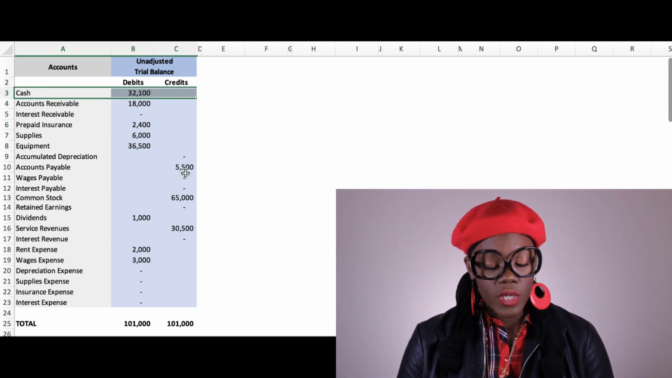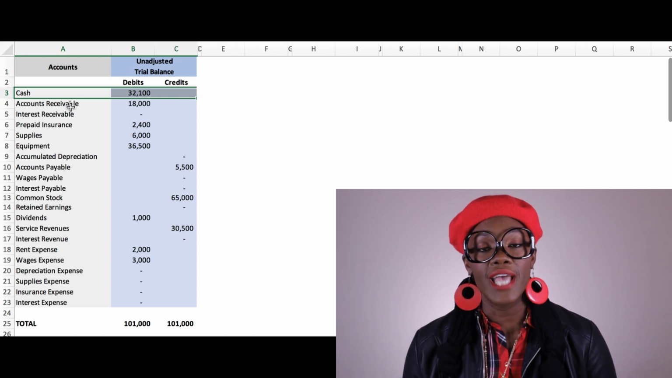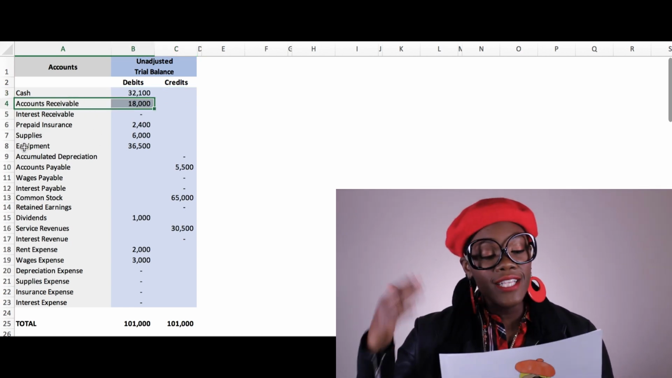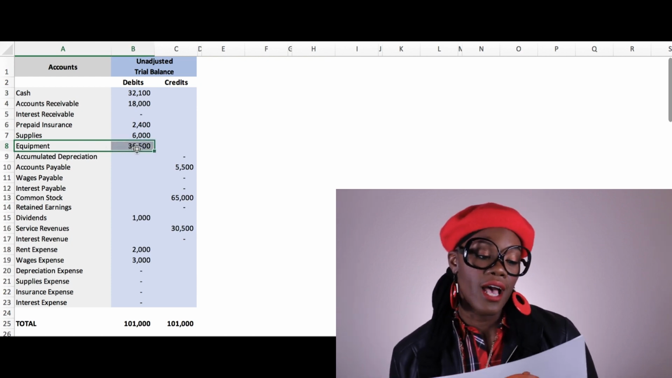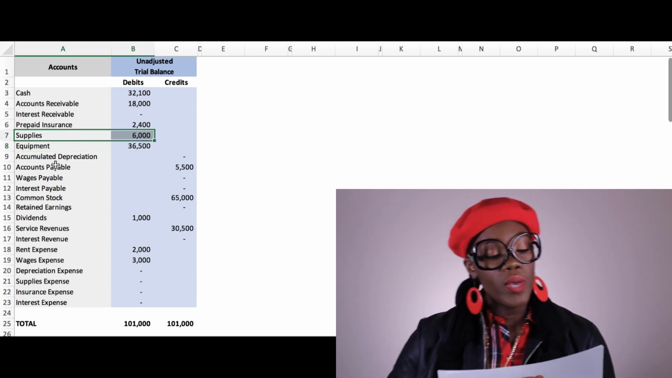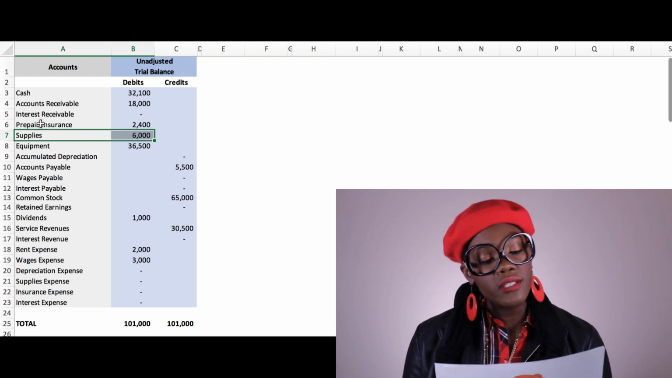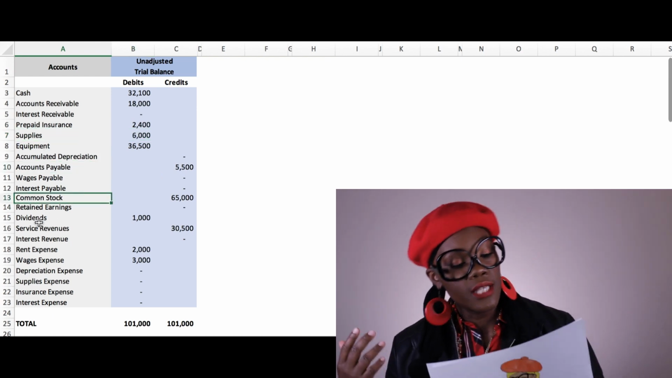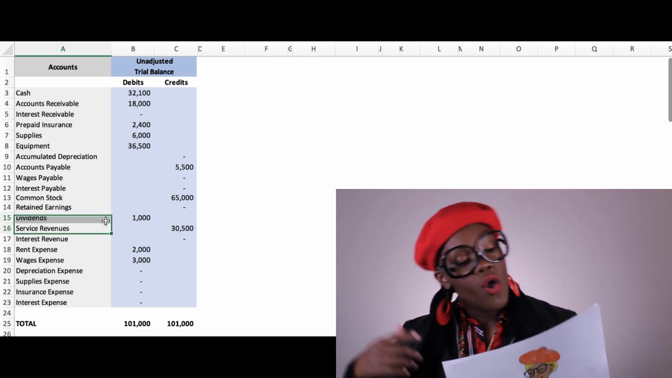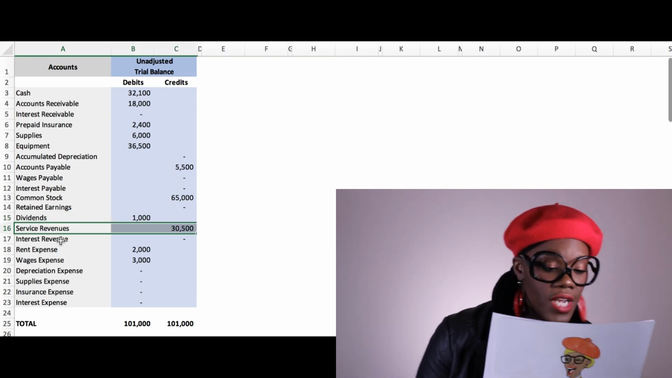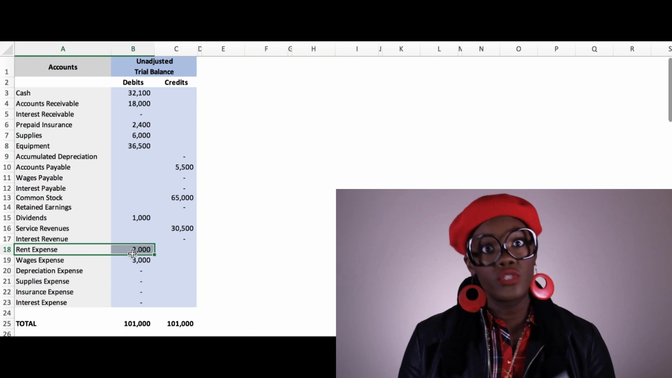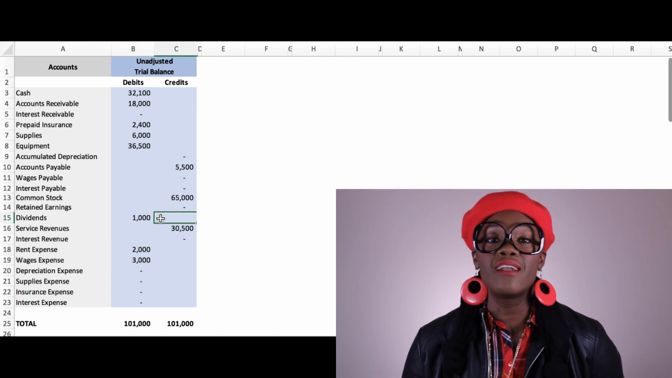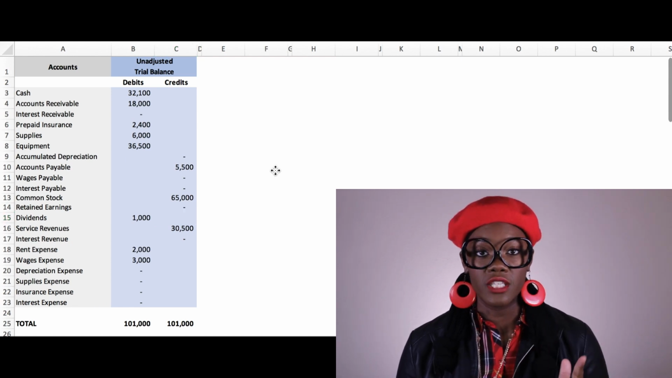All right, so those are some of the new things that you'll notice on the trial balance, all right? And so also what you'll notice is that our cash at December 31st was $32,100, and then so on and so forth. We had $18,000 of accounts receivable. We had some equipment, of course, of $36,500, some supplies, some prepaid insurance. We had some accounts payable. We had some common stock. We had some dividends. We had some service revenues because of course we're all about trying to make some money, and then we had a couple of expenses, rent expense and wages expense.